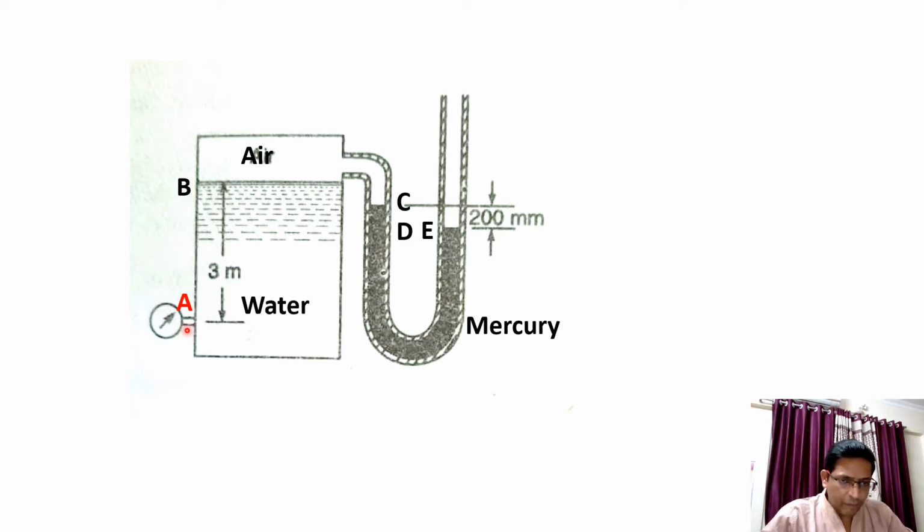Our aim is to calculate the gauge reading at point A. After that, the next point, point B, represents the air-water interface. Next, point C represents the air-mercury interface in the left limb of the U-tube manometer.